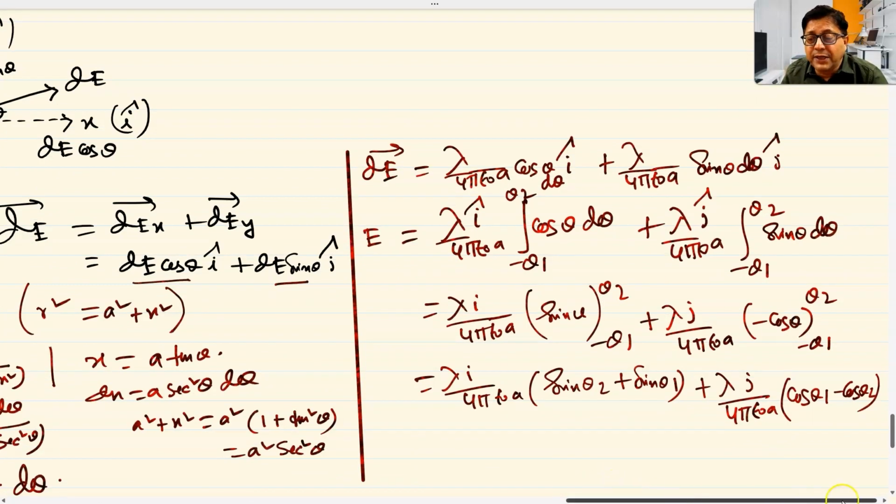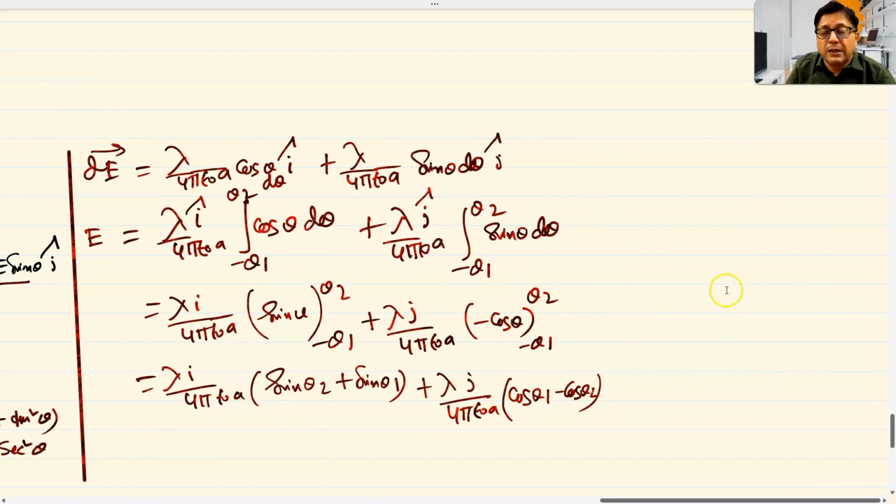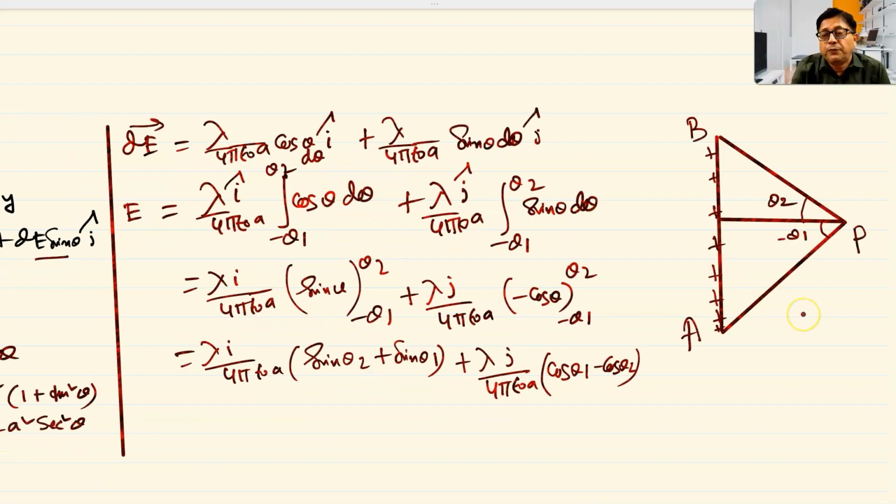So for this finite length of wire, let me draw the diagram here for your better understanding, where this one is minus theta 1, this one is theta 2, the electric field at P is given by lambda, the line density of charge, this distance a: lambda i by 4 pi epsilon-0 a times sin theta 2 plus sin theta 1, plus lambda j by 4 pi epsilon-0 a times cos theta 1 minus cos theta 2. Okay, this is the general expression for electric field due to a finitely long wire.